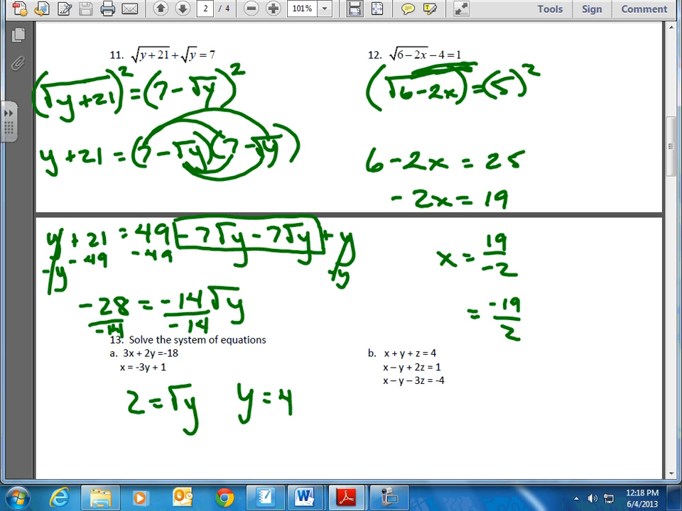Question 11 and 12. Get the square root term by itself. Square both sides to isolate it. If you have more than one, get one of the square roots by itself and square both sides, and then solve.